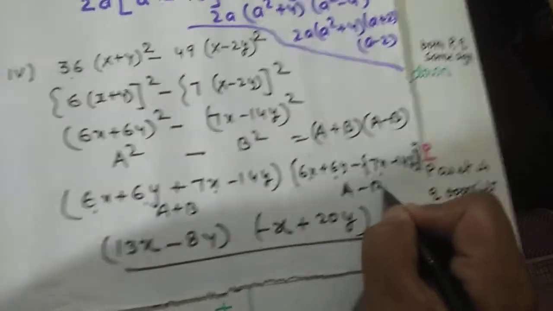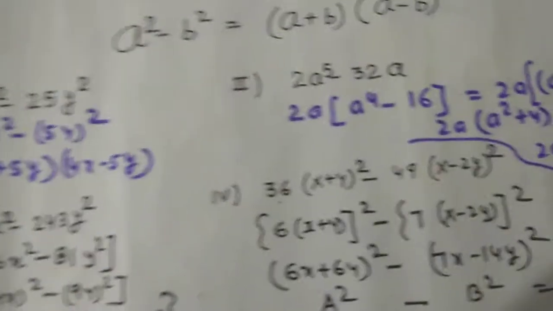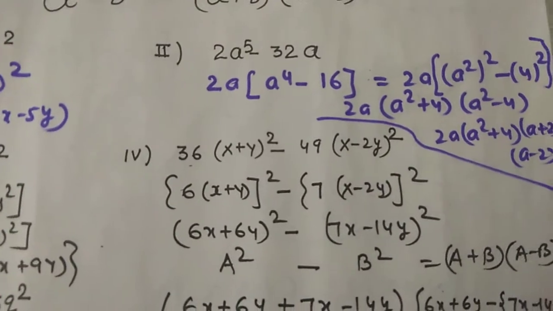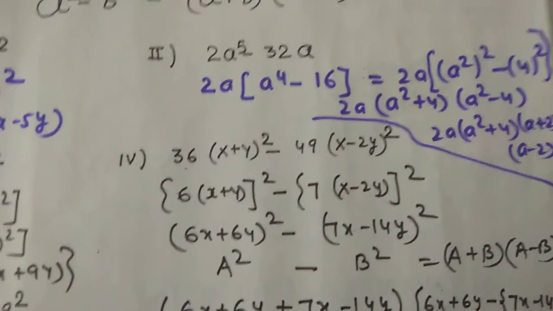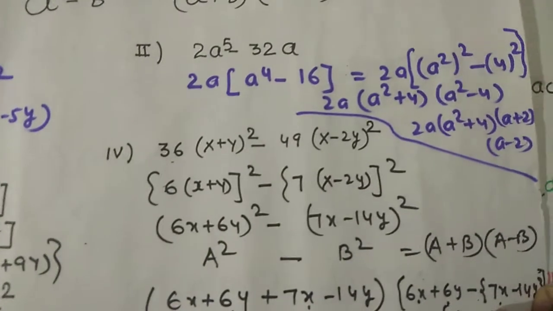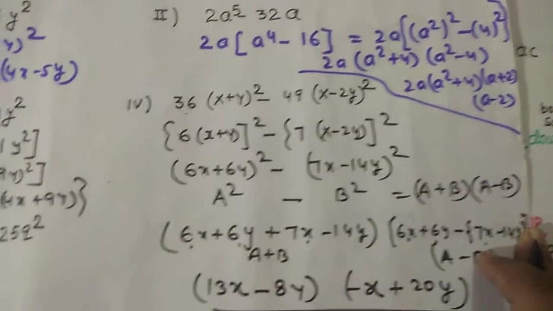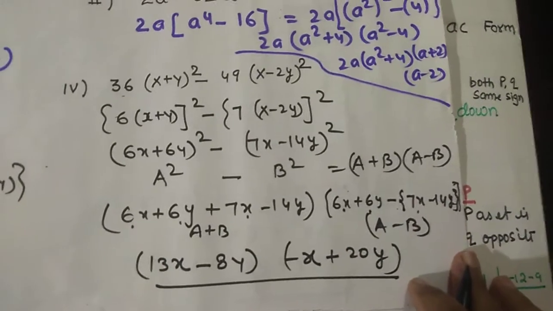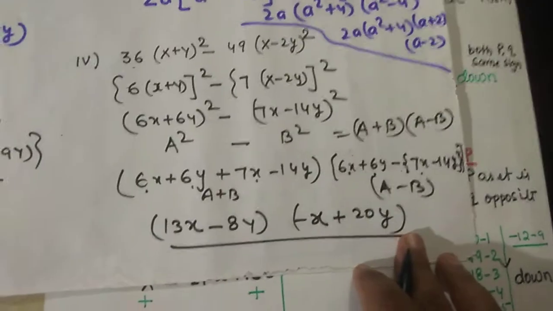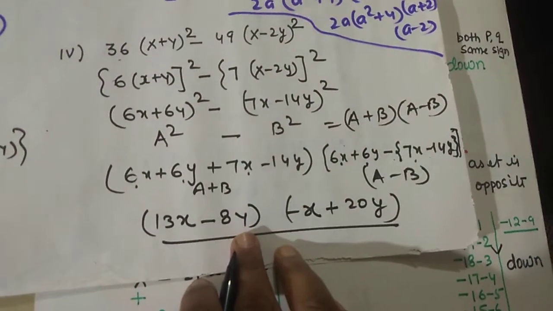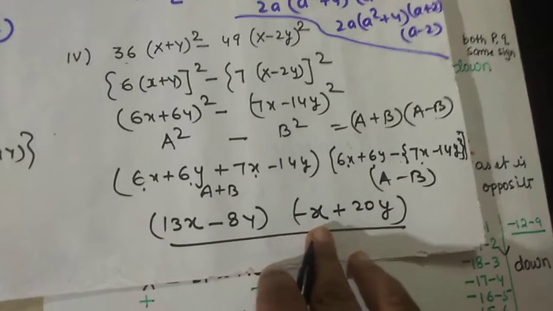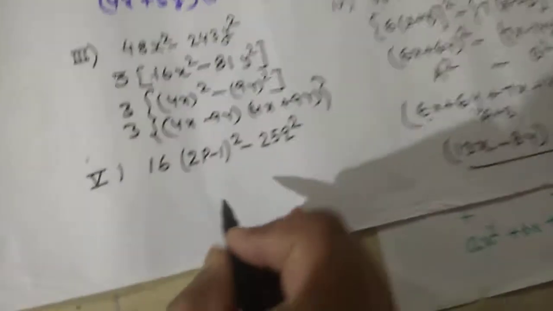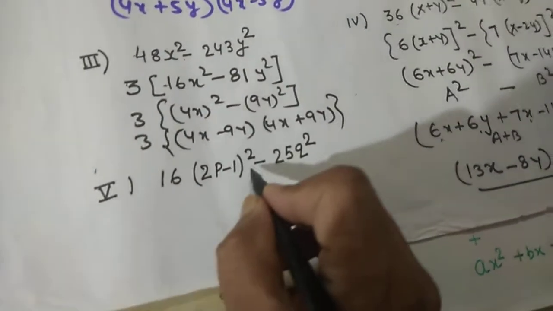Again you check this question. 36 is 6 square, so (6x plus 6y) whole square minus (7x minus 14y) whole square, a square minus b square. This is a plus b, a minus b. So proceeding, 13x minus 8y, and then 6x minus 7x, that is minus x, 6y minus minus 14y, so plus 20y. Again you check here, 16, (2p minus 1) whole square.